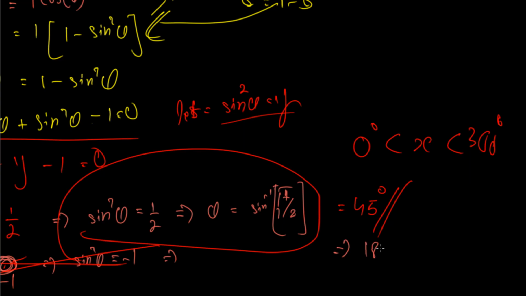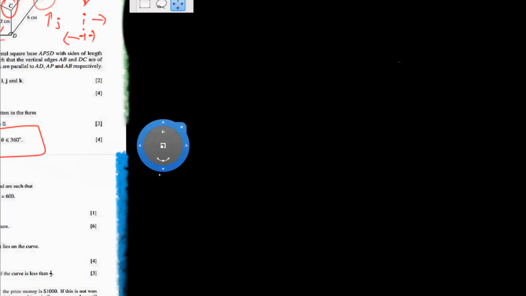So the other angle would be 180 minus 45, which will be 135. So you have your two angles, and you have answered the question successfully. Okay, let's move on to the next question.